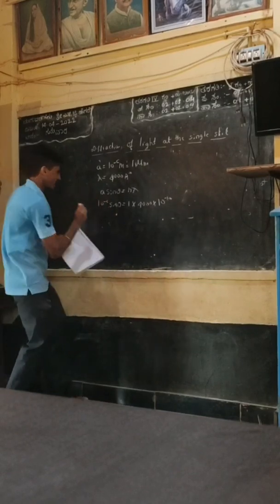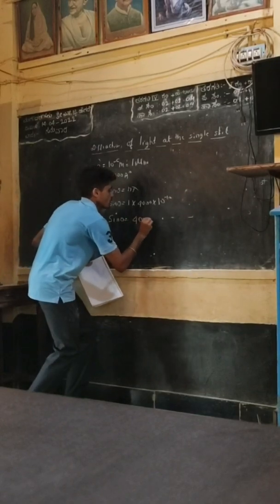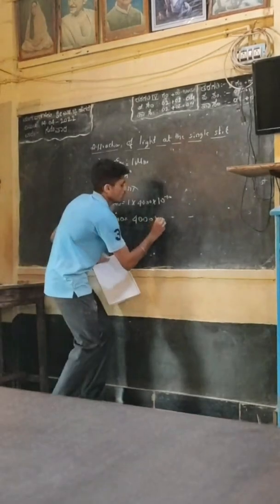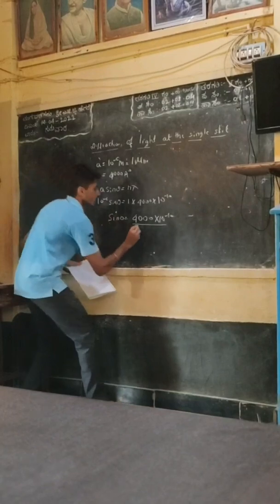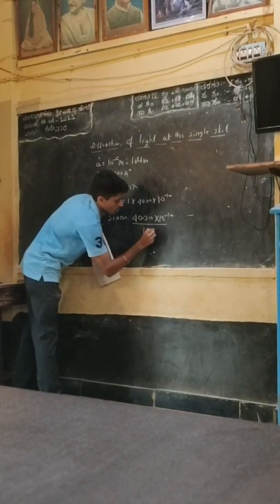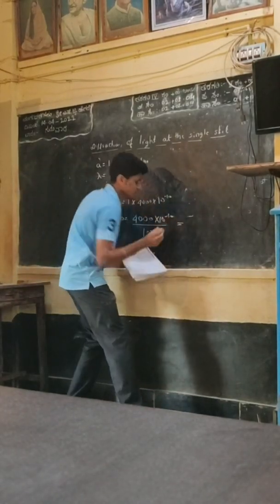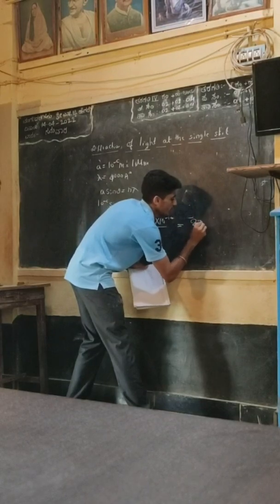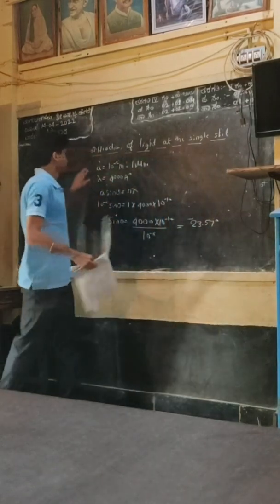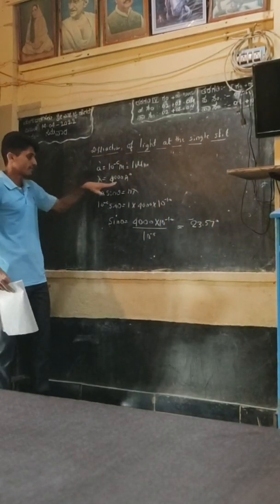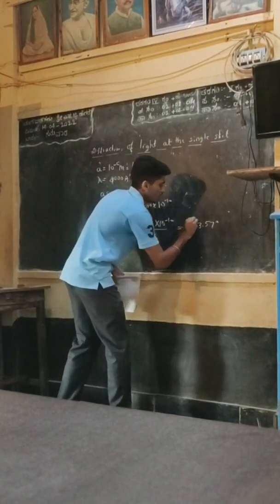Take the variable to the left hand side. Sin theta is equal to 4000 into 10 to the power minus 10 divided by 10 raised to minus 6. By simplifying this, we will get the value of theta as 23.57 degrees. That means the rays which are bent at the diffraction are at an angle theta of 23.57 degrees.